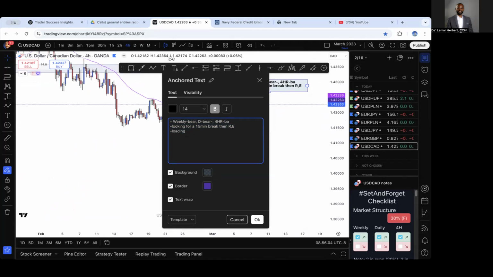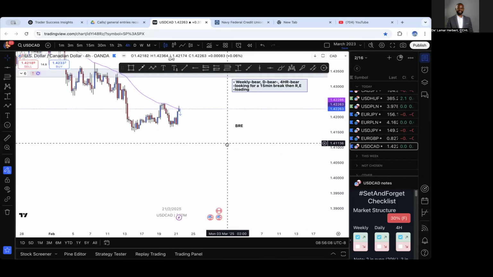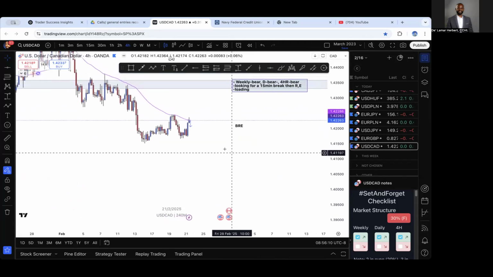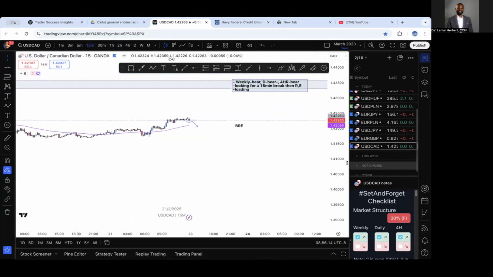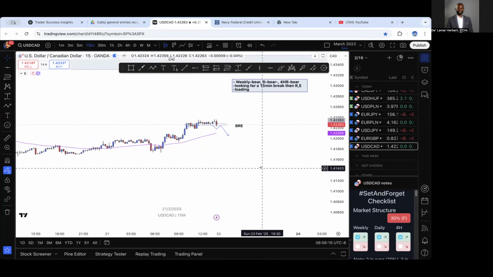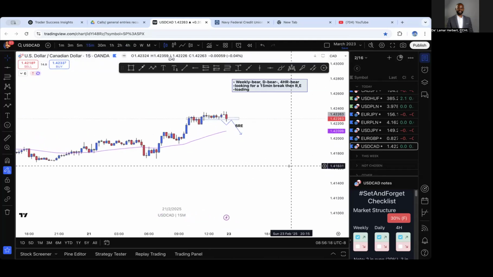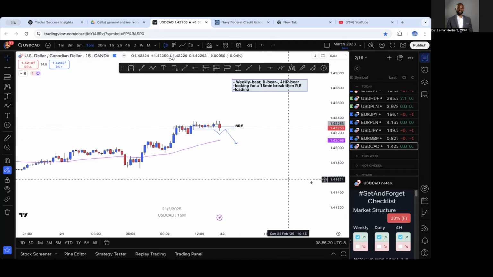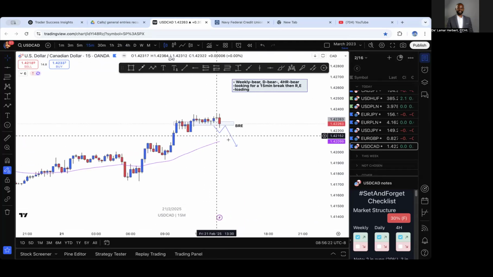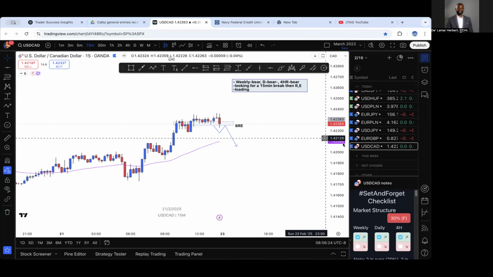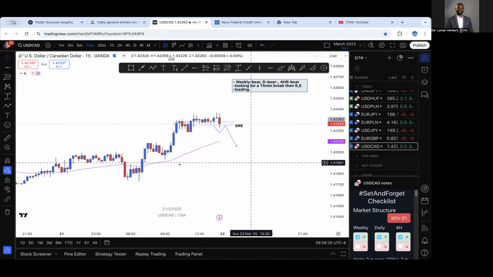So, Bayer. What we could start looking for now is just that accumulation, which it looks like we're having here, break, retest, and an entry. So I like that one. I think this can happen. I think this can happen within today.